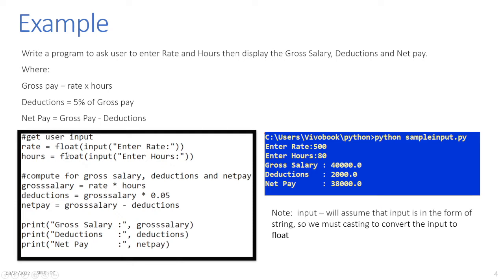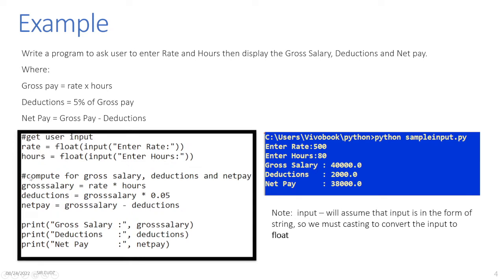So we have rate is equal to input, enter rate, but we have to convert this input to a float. That's why we have to use float, and inside the parentheses we use input, enter rate. That is to convert our input from a string to float. And then hours, the same: hours is equal to float, input, and then enter hours.